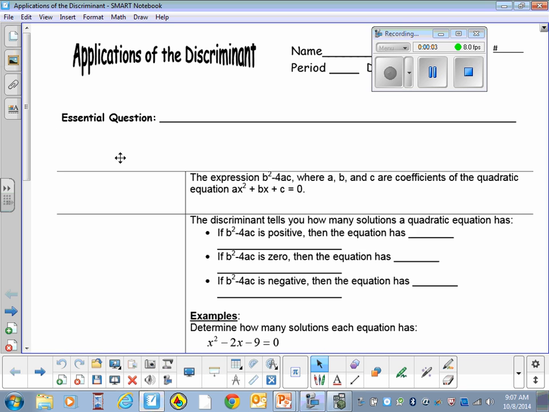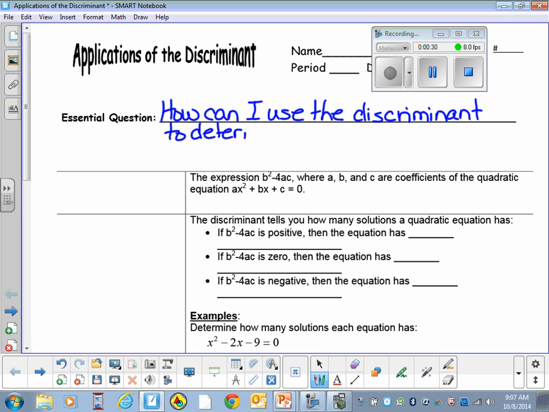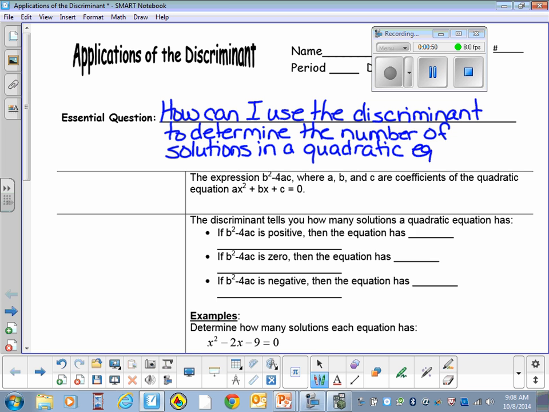The essential question today is how can I use something called the discriminant to help me determine the number of solutions in a quadratic equation?